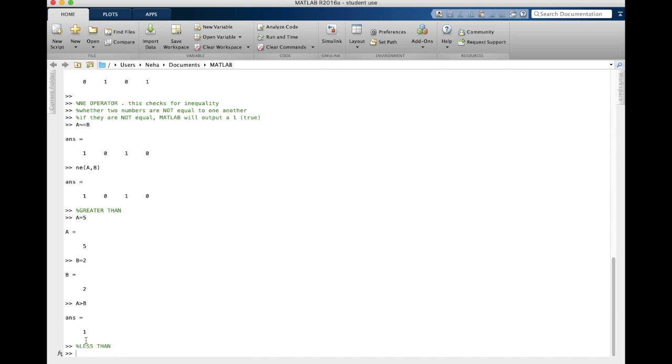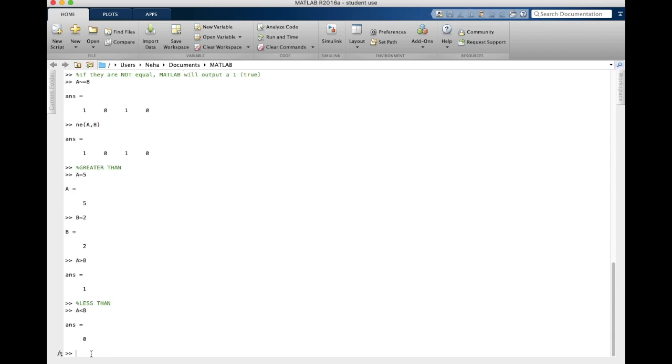Now if I want to check less than, if I say a less than b, well, a is 5, and it is actually greater than b, which is 2. So this statement should be false. And if I hit enter, that's correct. I get a 0, which means the statement is false.